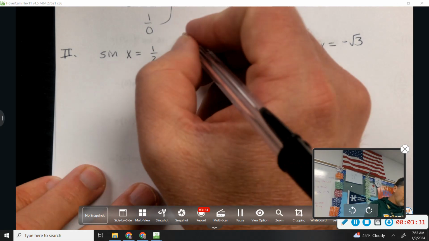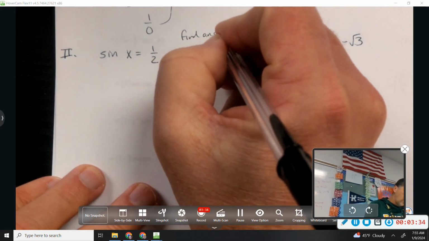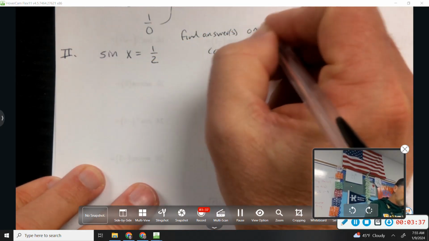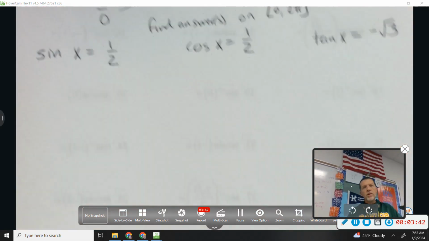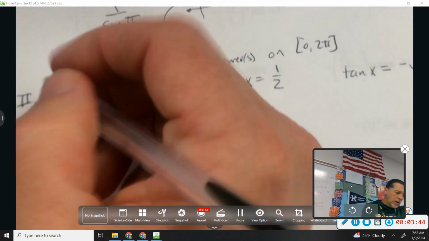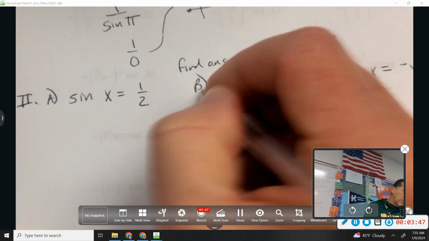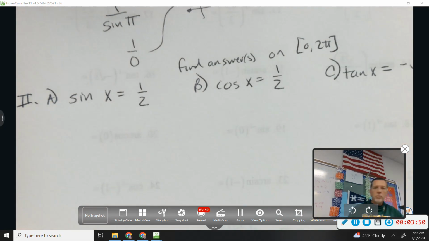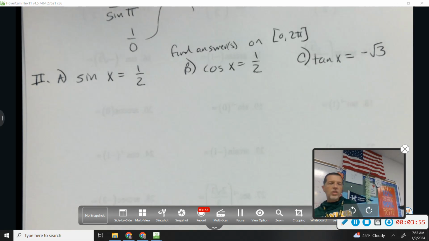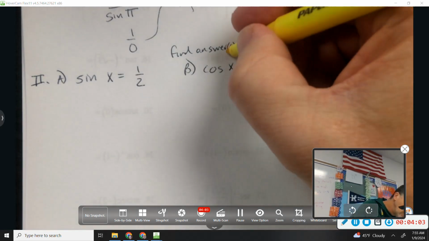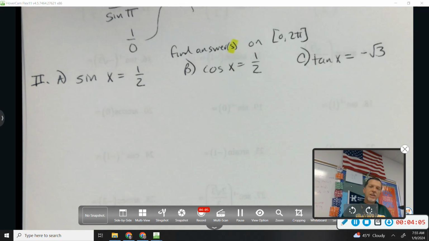And let's find answers on 0 to 2 pi. So now we're having to think backwards. Some of the values are the same. So those first two are very similar to 1 and 2 from the warm-up. The second one is a little different, so be careful. So think through and see if you can work backwards. If the answer is 1/2, what angle or angles, plural, did that happen at? If the cosine is equal to 1/2, what angle or angles would that happen at?